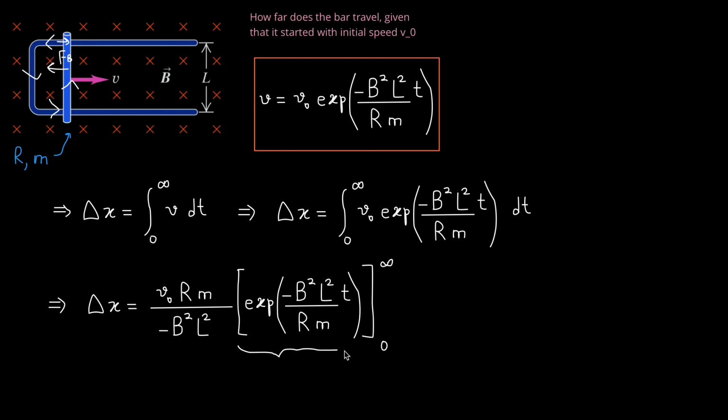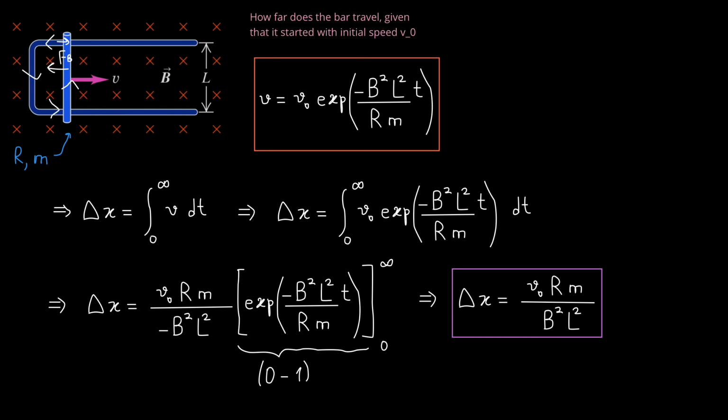This is exponential of negative infinity, which is 0, minus exponential of 0, which is 1. So from the term in the square brackets, we get 0 minus 1, that's a factor of negative 1, and it cancels the overall negative sign that we have here. After canceling the negative sign, this is what we get for the displacement of the bar. It's equal to v0 R m divided by B squared times L squared.